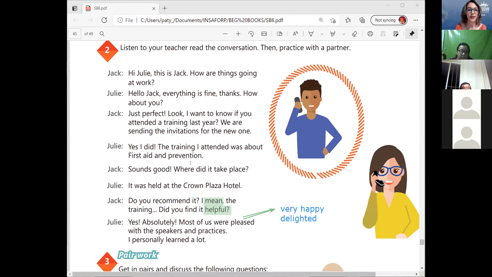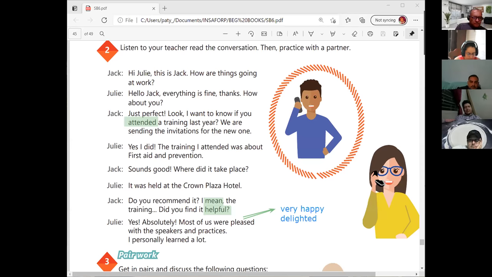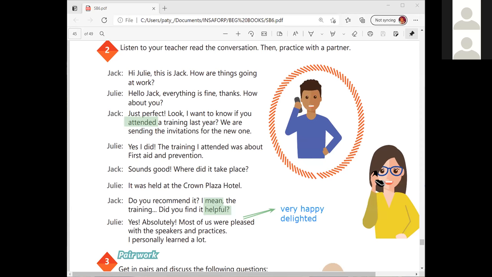Okay, thank you, Omar and Anna. So the one you see here is first aid and prevention. And the verb that we see here, attended, in past tense: attend, present tense; attended, the past. Okay, thank you. Do you have questions about the vocabulary? Is there something I could help you with? Words you don't understand that you would like to ask about?